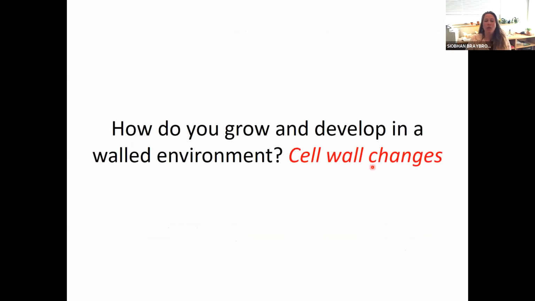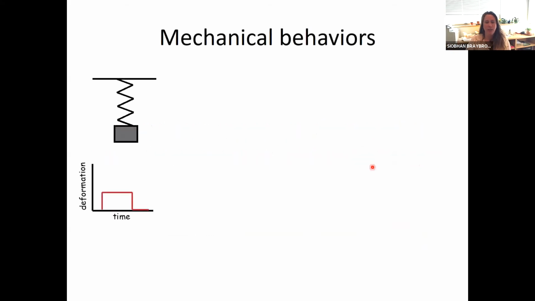Okay, so how do you grow when you have a cell wall around you? Let's talk about those cell wall mechanical changes that might happen. And in order to do that, I'm going to introduce a few basic mechanical behaviors from material science. And I know some of you may have that type of background, but all of you will not.